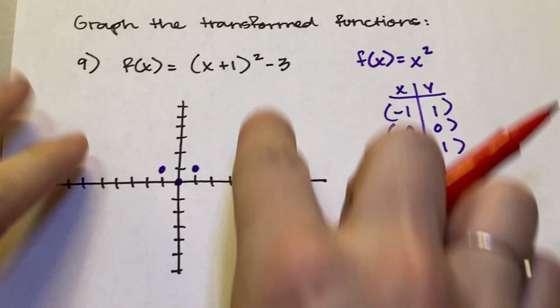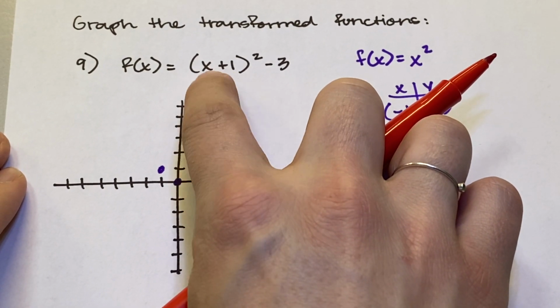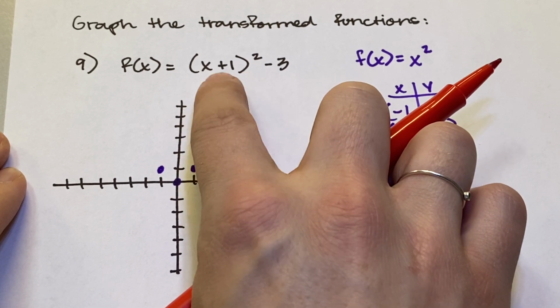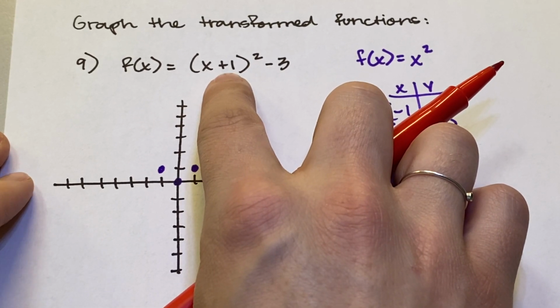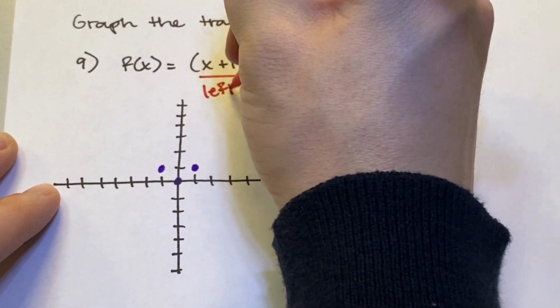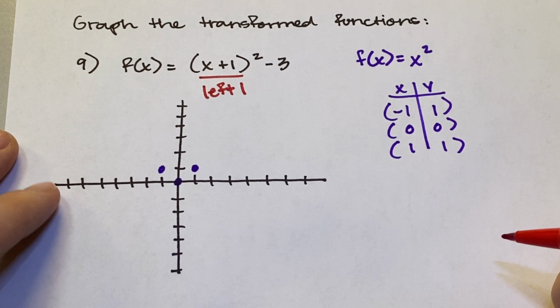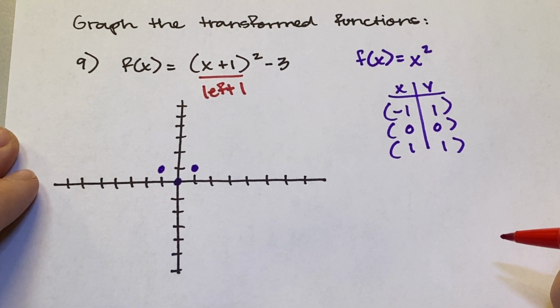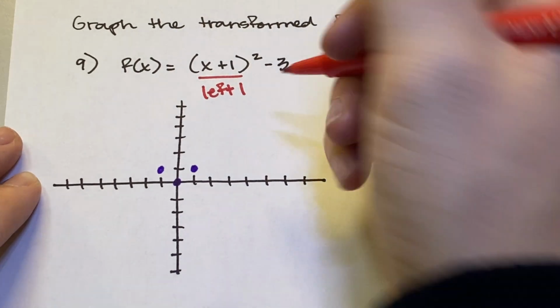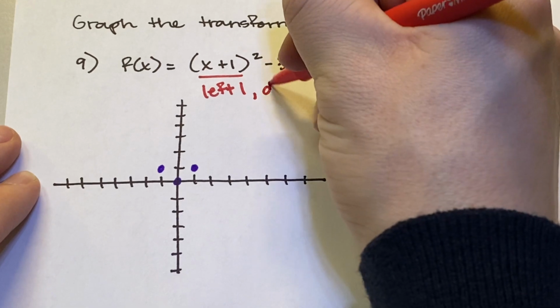Ooh, not quite. I see a 1 here, so I see where you're looking. But remember, inside my parentheses is left and right, always. So is this going to be left 1 or right 1? Yeah, good job. Right, so left 1. Okay, what's my other transformation? What else has been added? And how are we going to move these points? Jameson, down 3.